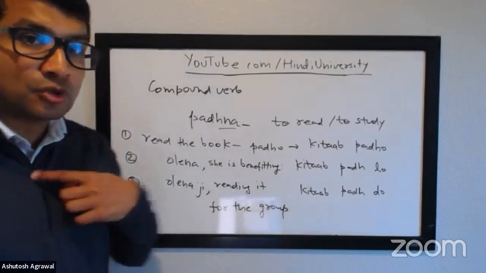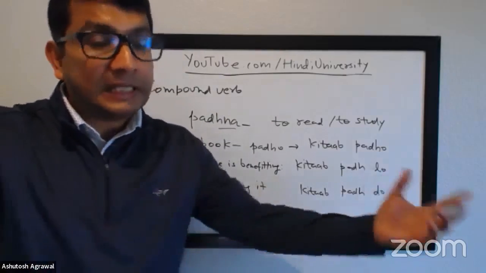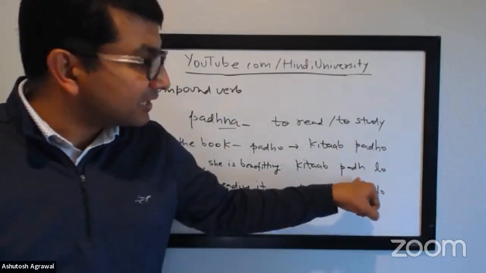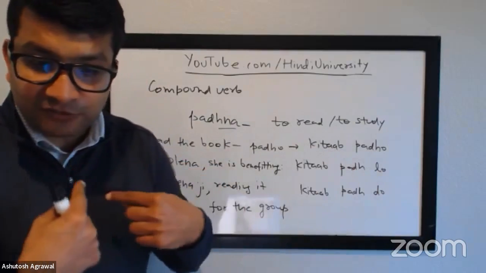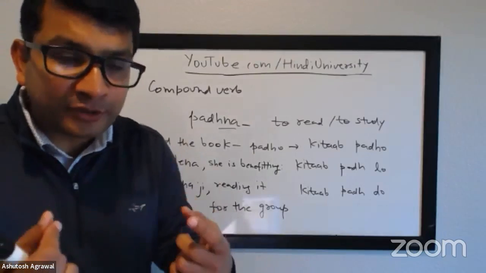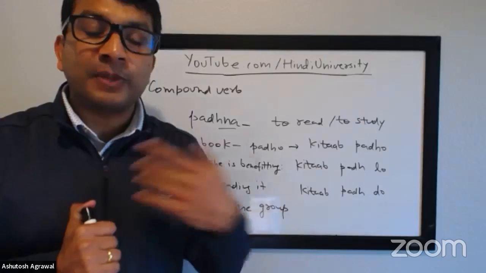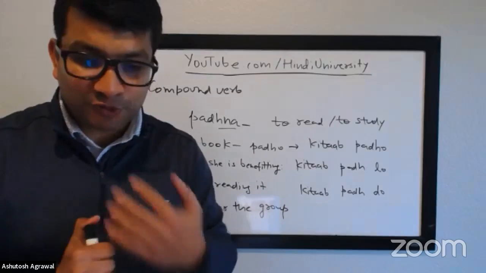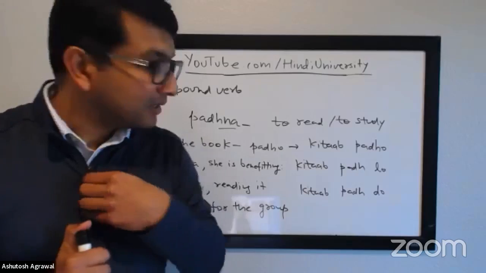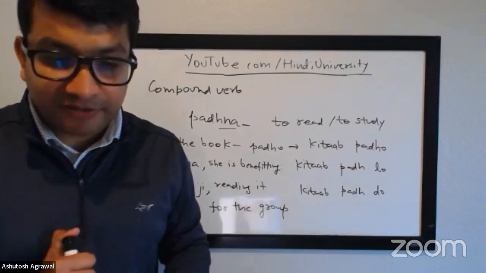Okay, kitab pad do. So when she's using do here, which is basically dena, the reading is for the group, versus kitab pad lo, where the reading is for herself. It's not so intuitive, but sometimes you read because your parents or your friends are telling you, and you want to do it because you will benefit from it. Versus here, the entire group will benefit from it.